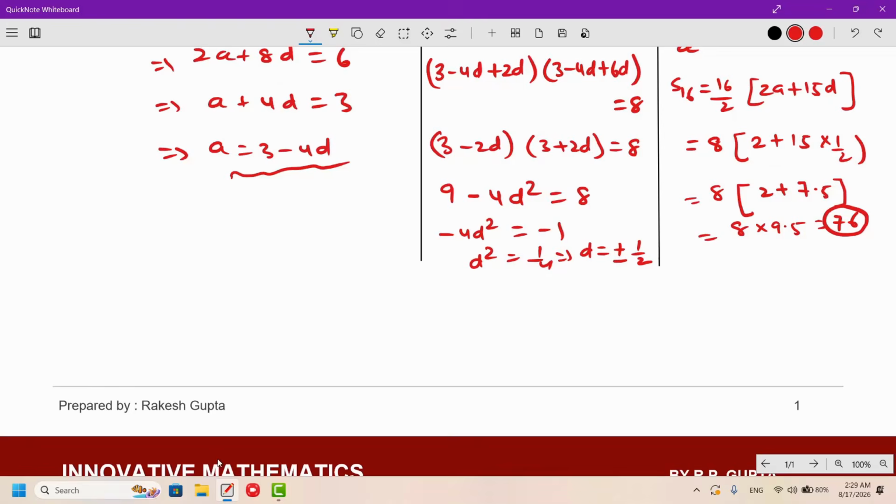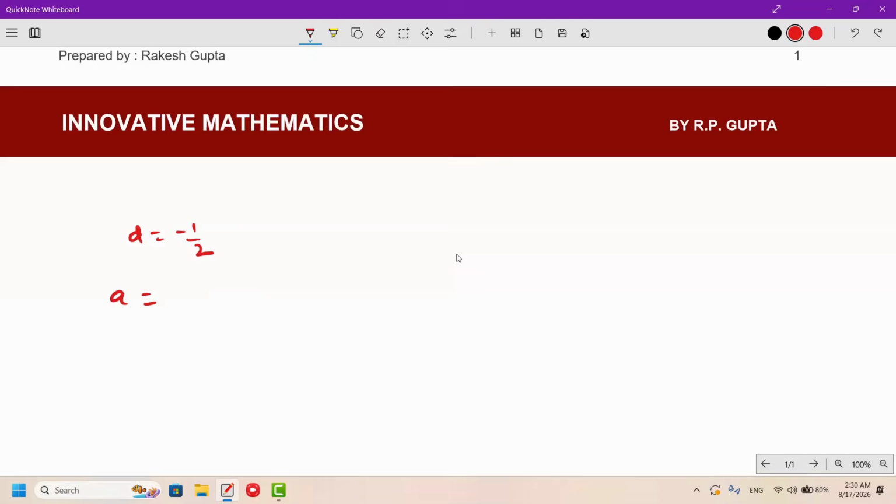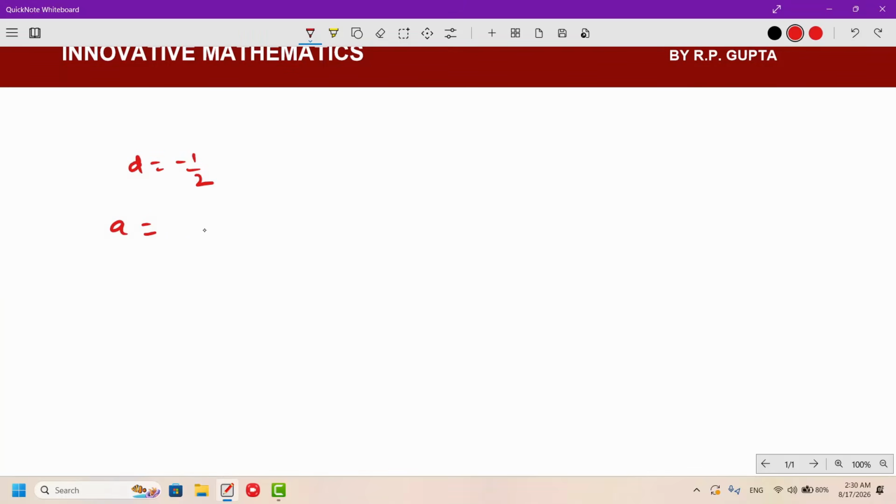You can also do it with negative 1 by 2. So let's take d equals negative 1 by 2. So a equals, what was the value of a? a equals 3 minus 4d. 3 minus 4 into minus 1 by 2, you will get 3 plus 2, so a equals 5.